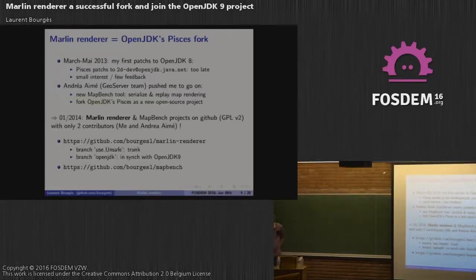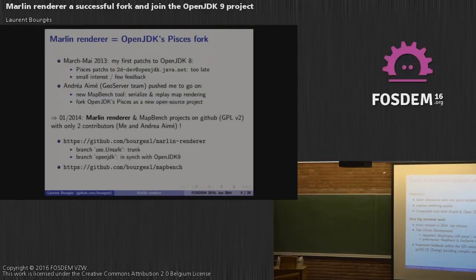But we decided, with Laurent, who is in the GeoServer team, to go on and put this effort on GitHub. So the Marlin renderer and also the Mapbench project were available in 2014. Mapbench is a tool to serialize graphics operations, like map rendering, and then you can replay them. It's very powerful for me, because it helped me to diagnose and to repeat the tests, and you will see later. So here are the links to the tools. I have several branches of the Marlin renderer, so you have the pointers.